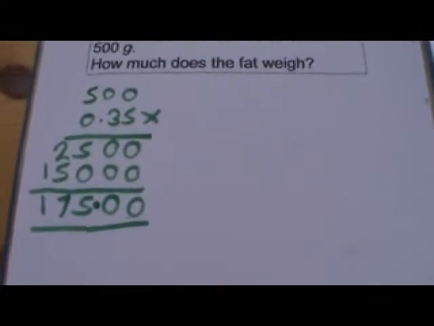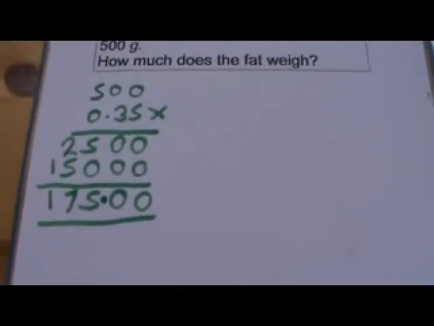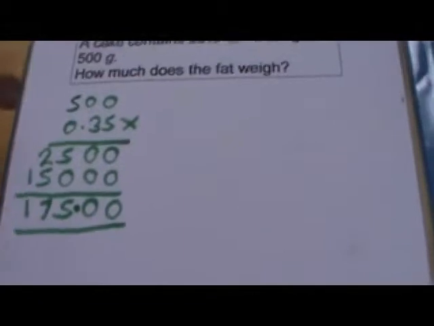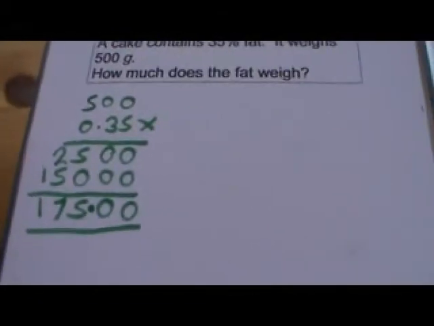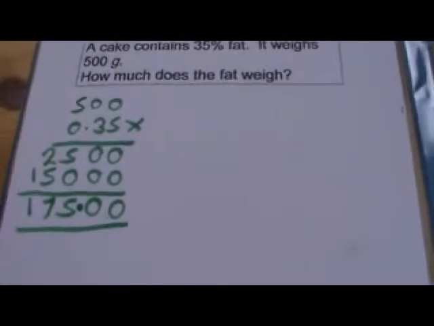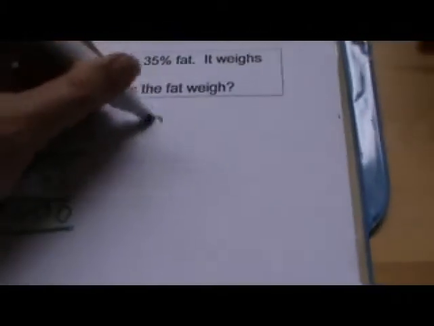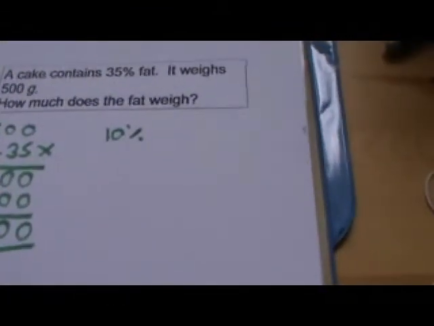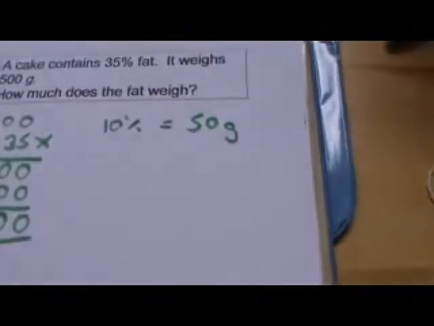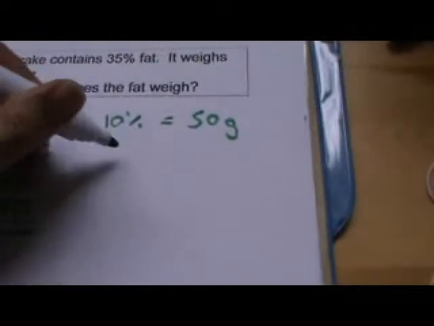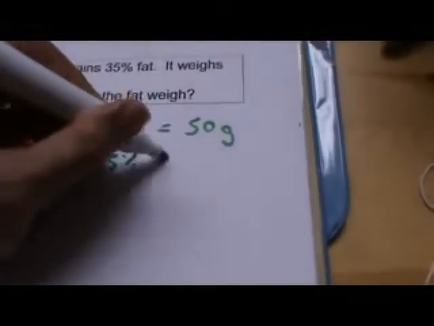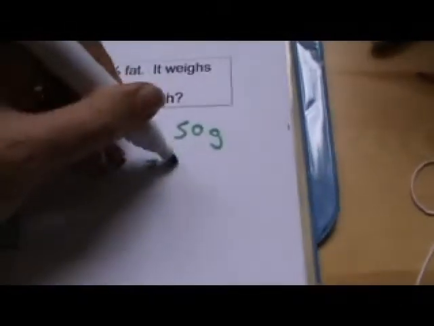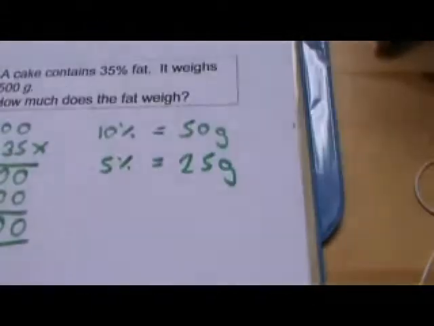So let's do that a different way. If you don't like decimal multiplication, let's do a different way that might be easier if you're doing it in your head. Work out what 10% is. 10% would be 1/10 of 500, so 10% is 50. Alright, so 5% is half of that. Half of 50 is 25.